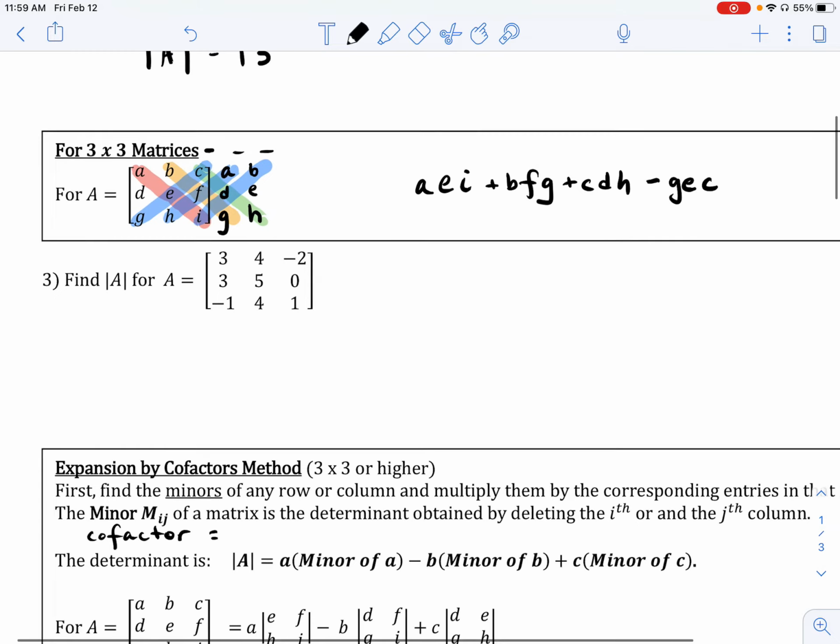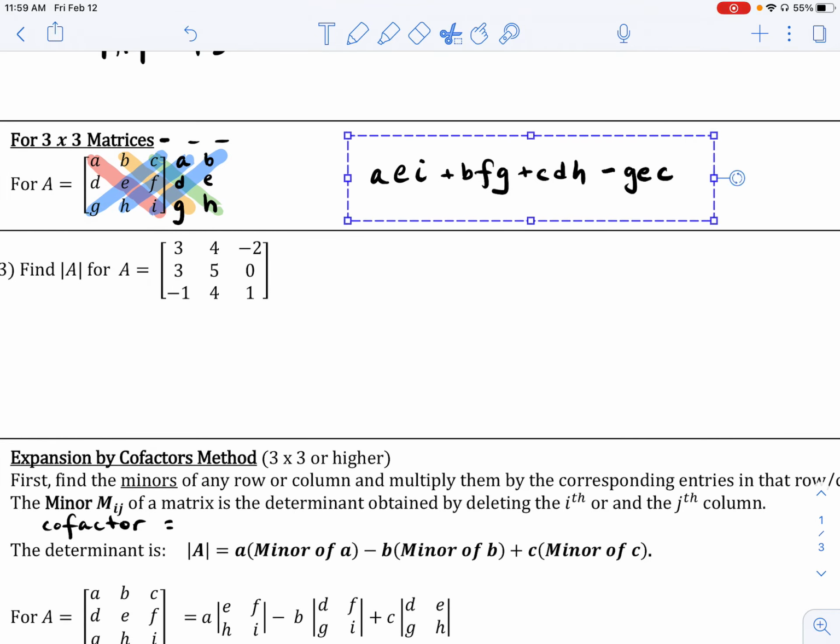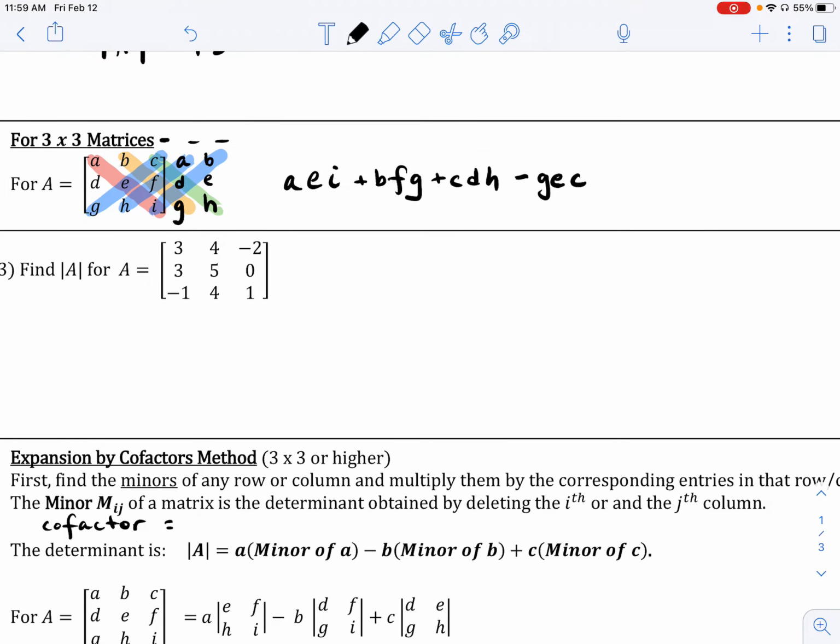So if I write that out, minus HFA, minus IDB. So we're going to multiply down from top to bottom, left to right, and find those three products, and then we're going to subtract the products of the diagonals going in the other direction. So let's try an example of this.